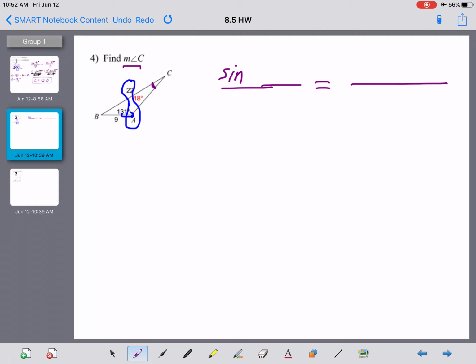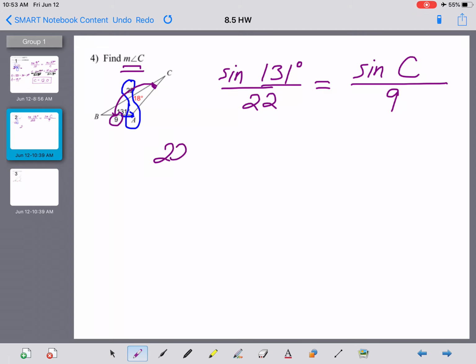We're going to take the sine of angle A, which is 131 degrees, and divide that by the length of its opposite side, which is 22. Then we follow that up by setting that equal to the sine of, well, we're interested in knowing the measure of angle C, so it's the sine of angle C divided by the length of its opposite side. All the way across this figure, that's the 9 right over there. So that is what the setup for the law of sines looks like when we're trying to find a missing angle. So let's go ahead and cross multiply.